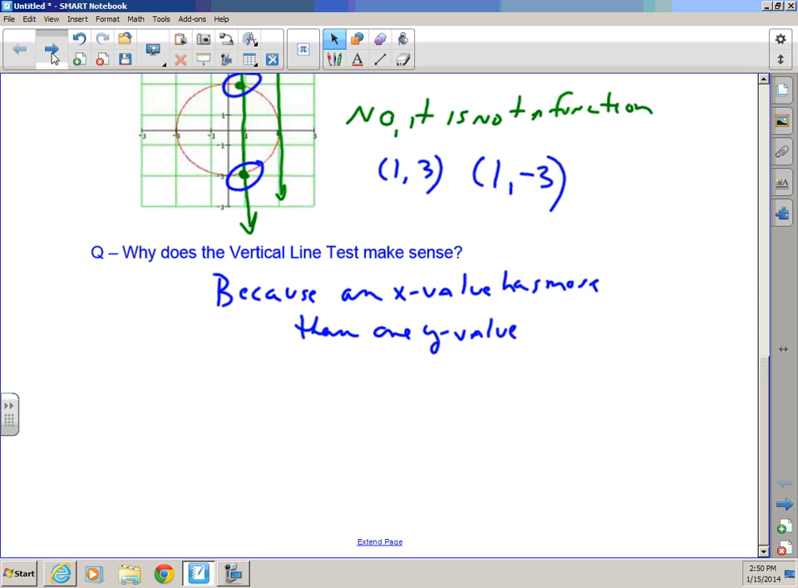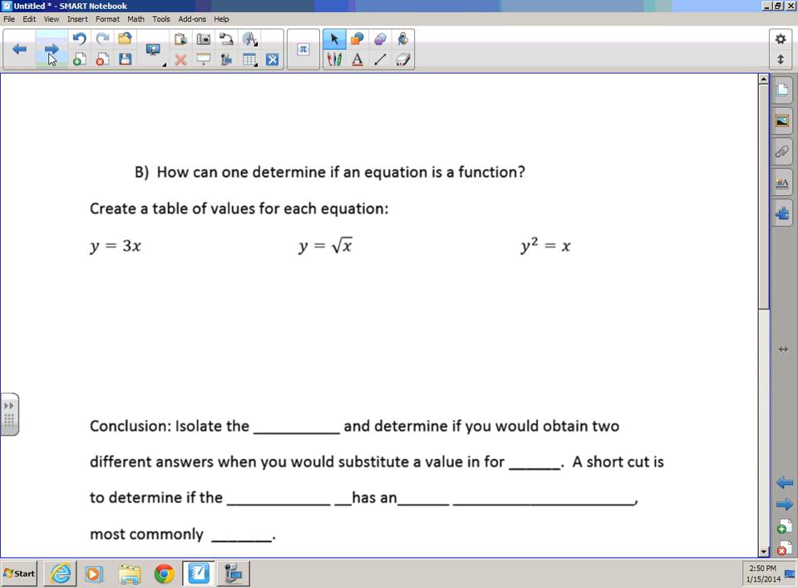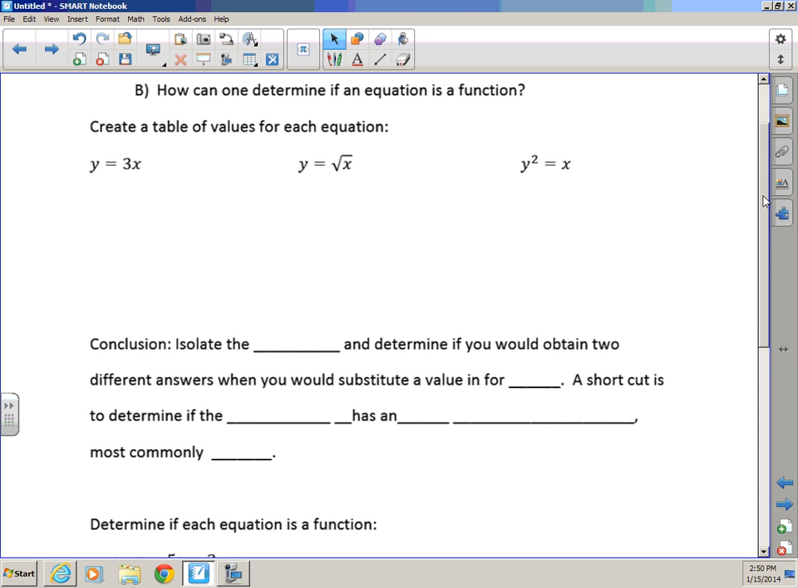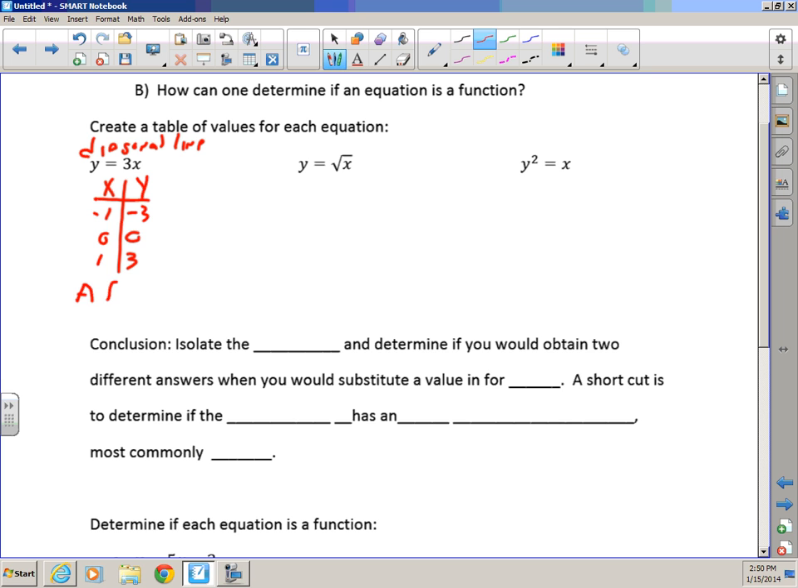All right, so let's go to the second part. How can I determine if an equation is a function? Well, for the first equation, if you were to make a little table of values, and I'm just picking 3 x values like we did the other day, you'll see that no matter what x value I put in, I'm going to get a separate and only one y value. This is because this is a diagonal line, and every diagonal line is a function because it'll pass the vertical line test. Okay? I can only intersect it in one place.